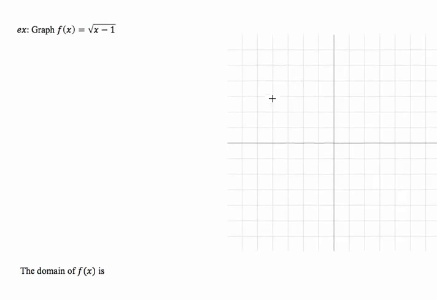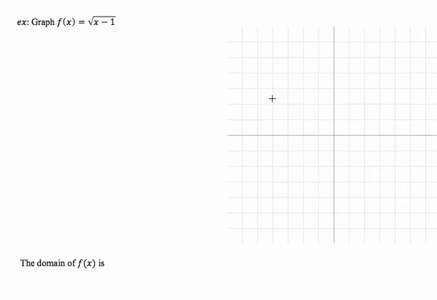Alright, and let's do one more now with the radical, the square root of x minus 1. So again, let's do a t-chart and see what this graph looks like.